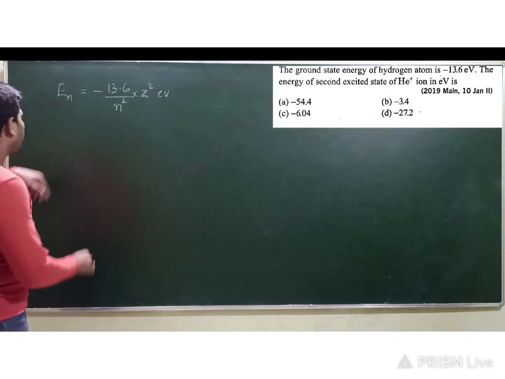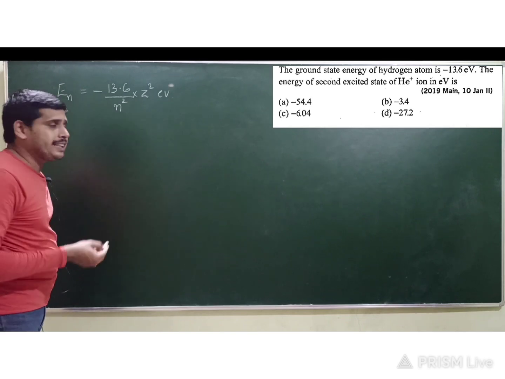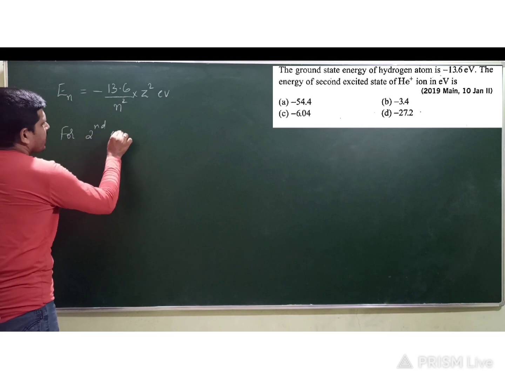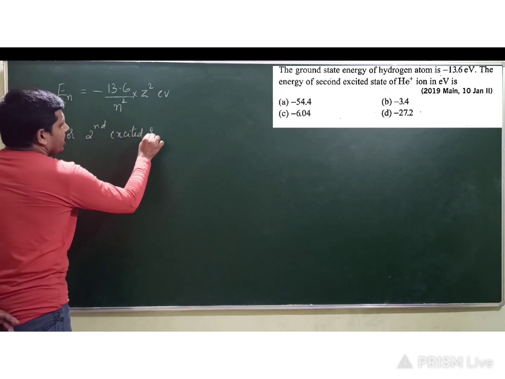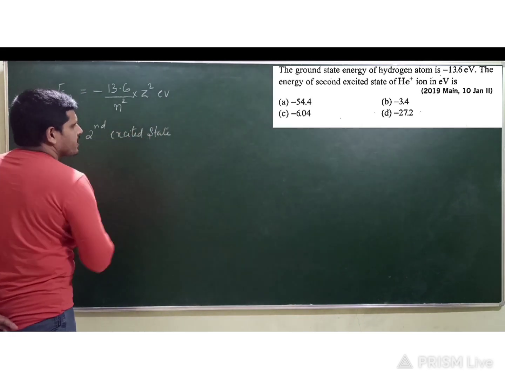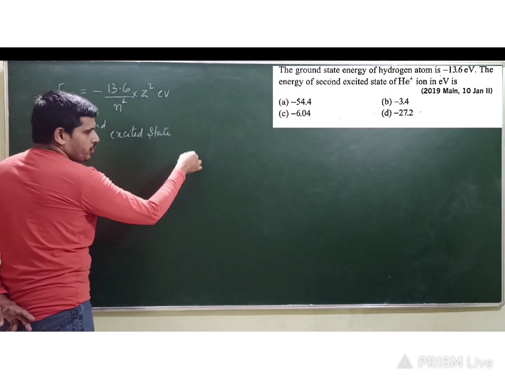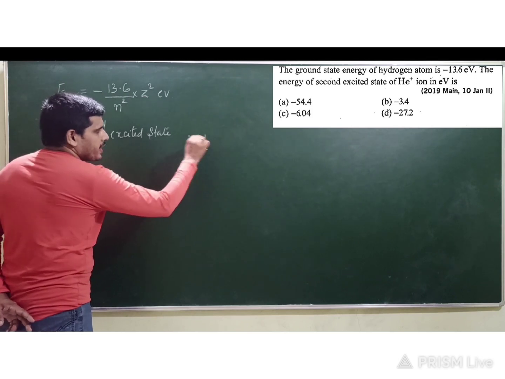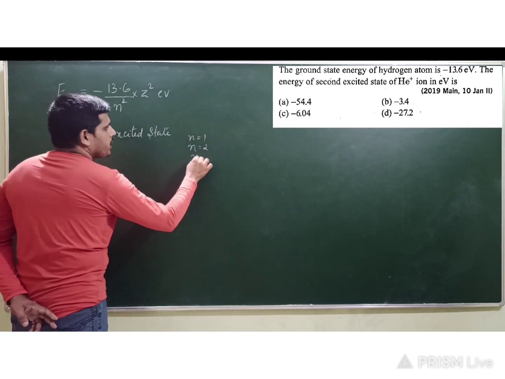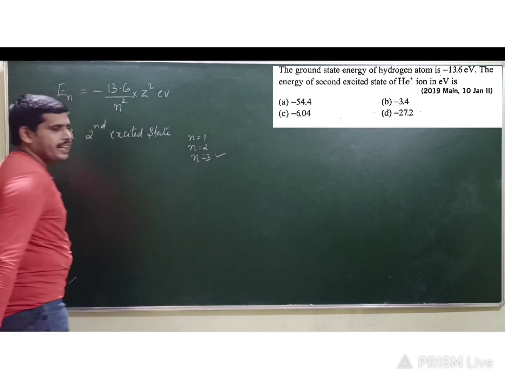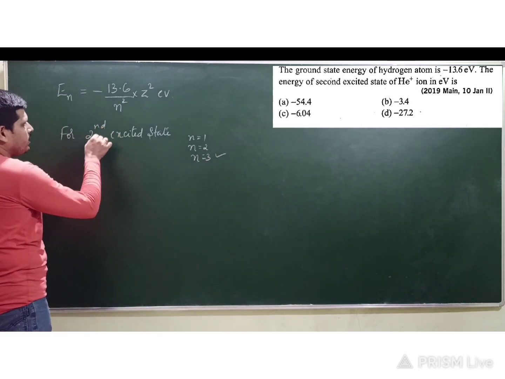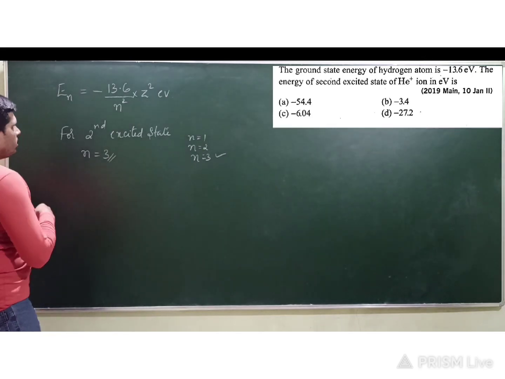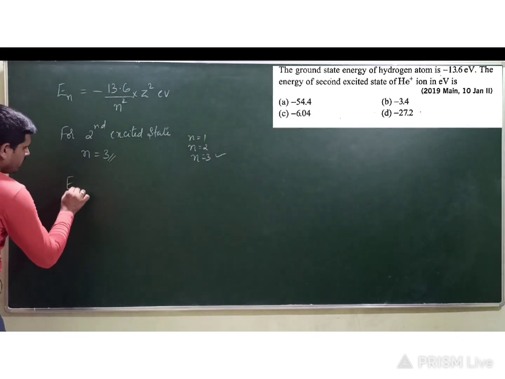Okay. Now for helium it is told second excited state. For second excited state, can you tell me what is the N value? See, N equal to 1, just for your knowledge I am writing here. N equal to 1 is a ground state, N equal to 2 is a first excited state, N equal to 3 is a second excited state. So I can write for second excited state N is equal to 3. Now it's almost done, isn't it?